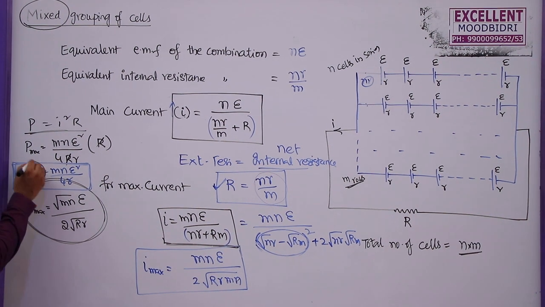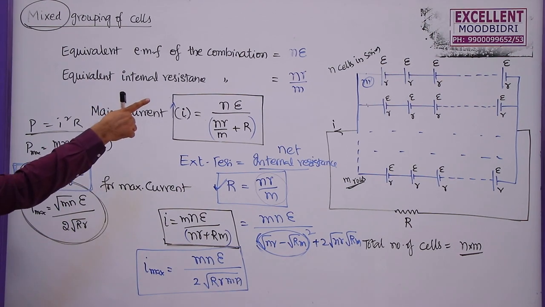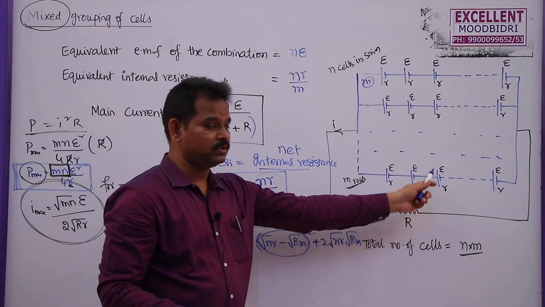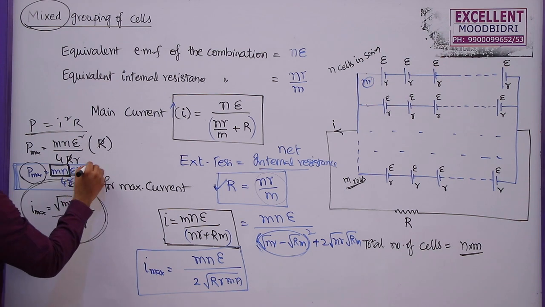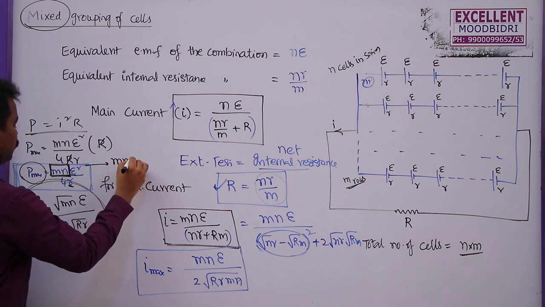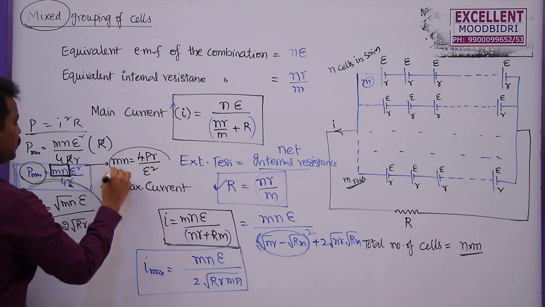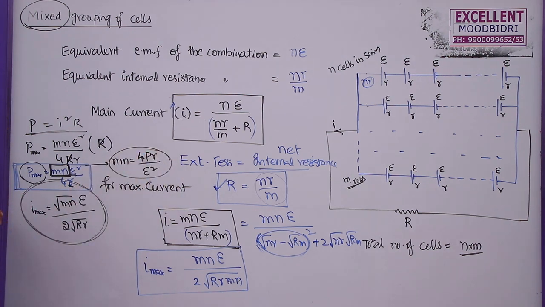Now with the maximum power, if you know the EMF of one cell and the internal resistance, if you know the E value and r value, you can find the total number of cells that are used in this circuit. Why? Because the total number of cells used in this one is N into M. So how to find the total number of cells? M into N is equal to 4PR by E square is the formula to find the total number of cells.